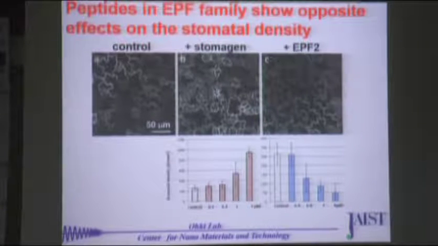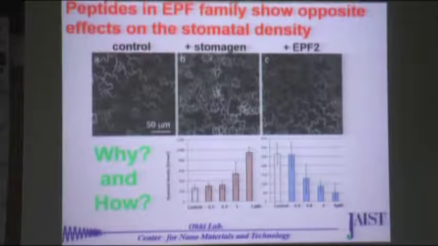and just watch the surface of the leaves. There are many pores in this photo, but we have no pore in this photo. So stomagen increases the stomatal density, the vertical line, proportional to its concentration. And unlike this stomagen effect, EPF2 decreases the stomatal density. Okay. So we would like to know why and how.